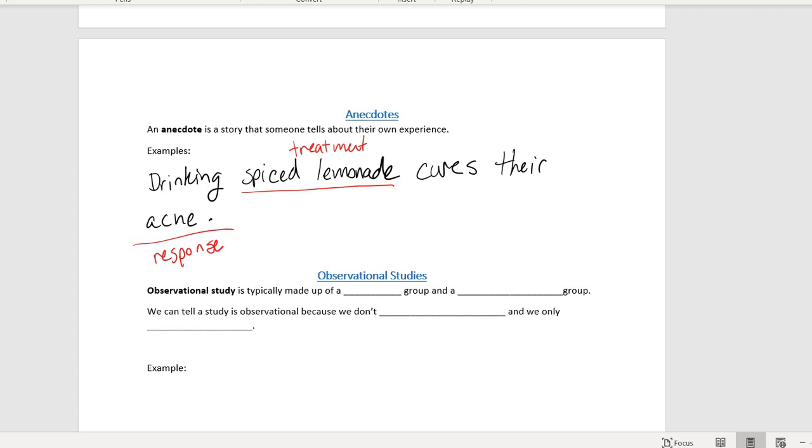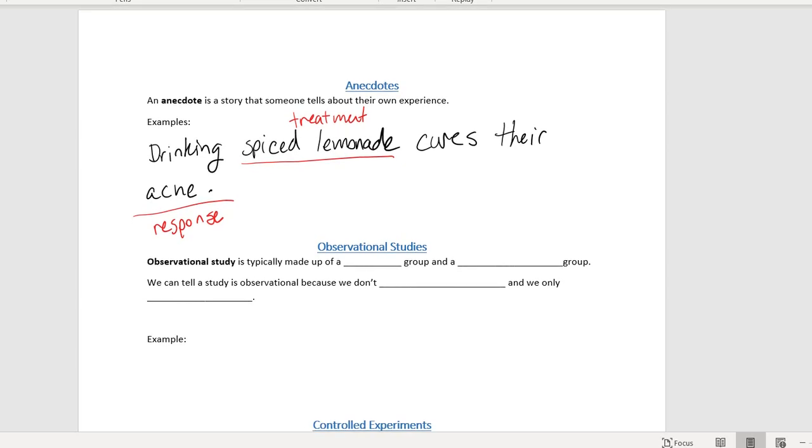This would be a great thing that would lead us to another kind of study. But let's say that this person had acne because they were intaking too many other sugary beverages. And maybe when they did the spiced lemonade, it was spiced sugar-free lemonade. Maybe it's not actually the spice or the lemon, maybe it's the lack of other things in their diet. So there's not enough control. Also, what if this person just happened to try this treatment while they were changing from one state of their life to another? Let's say they just started doing this when they were leaving puberty. Maybe their acne would have cleared up anyway.